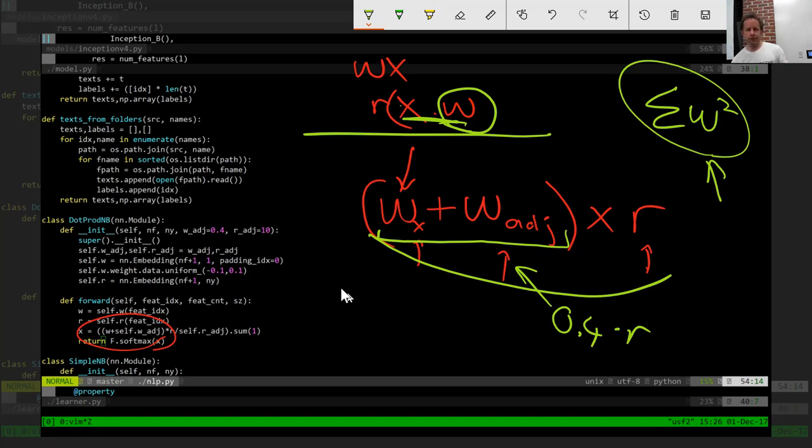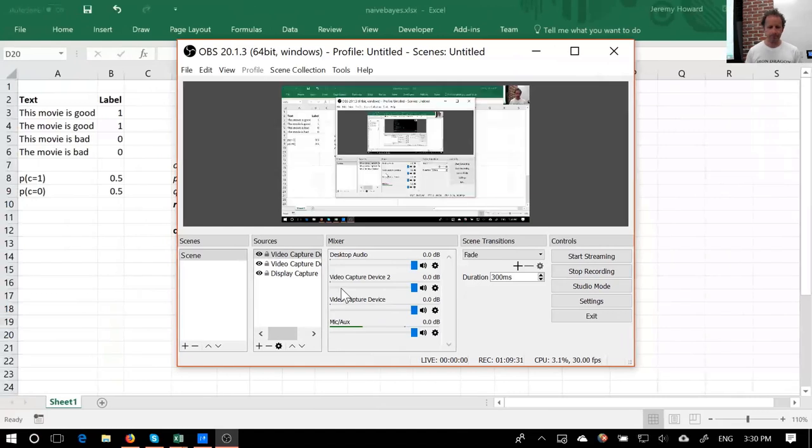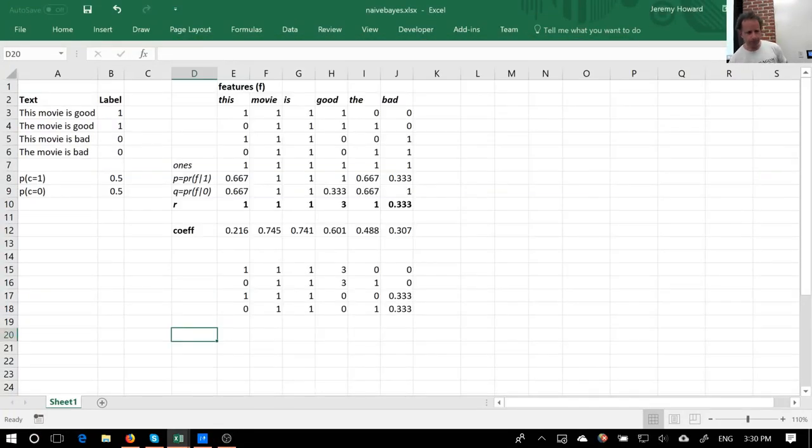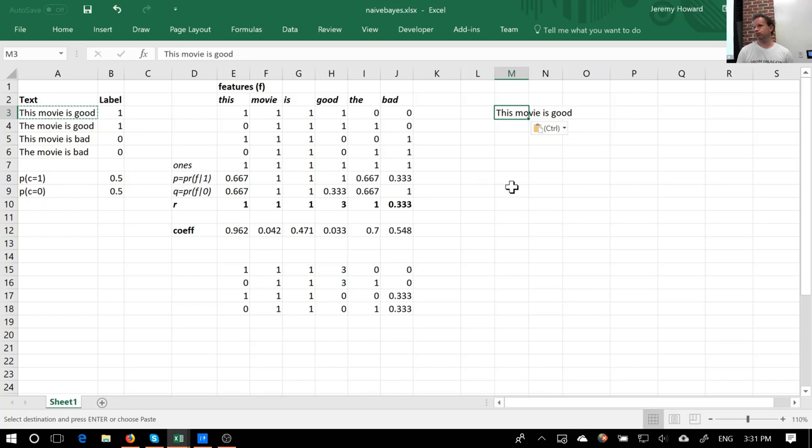Okay. Second question was about n-grams. So the n in n-gram can be uni, bi, tri, whatever, 1, 2, 3 grams. So for "this movie is good", it has 4 unigrams. It has 3 bigrams. It has 2 trigrams. Okay?